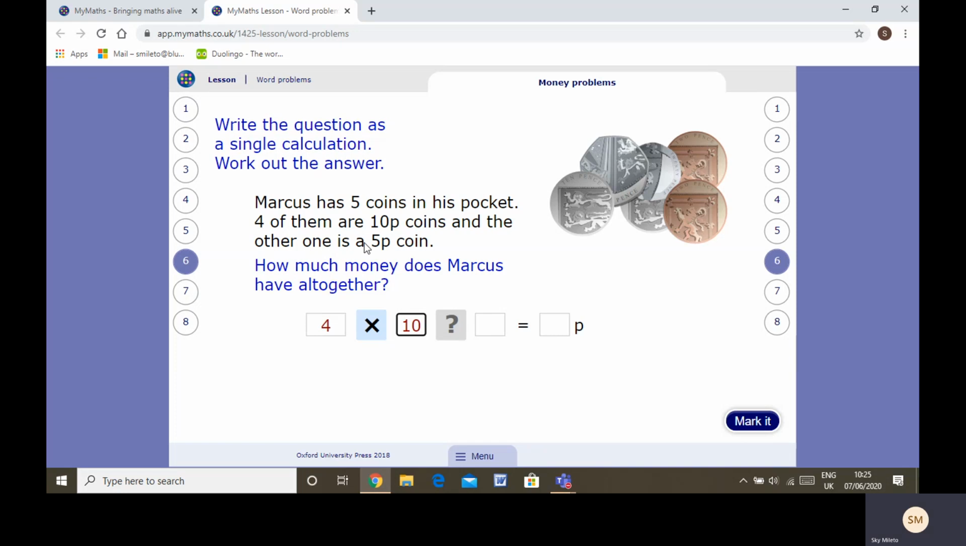And he has 1 5p coin. I'm not going to times 10 by 5. We're going to add it on. So 4 times 10 would be 40, and then we'd add on a 5p, so it'd be 45p. Well done if you got that right, because that is quite tricky, especially if you can't draw it to be able to complete.